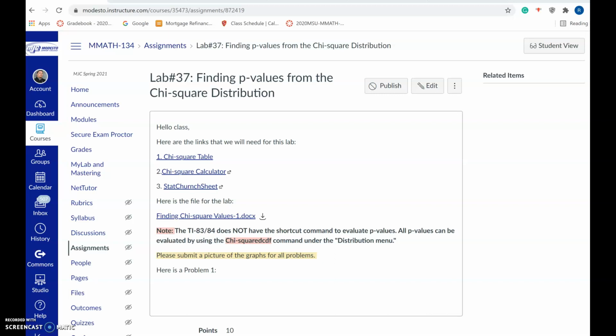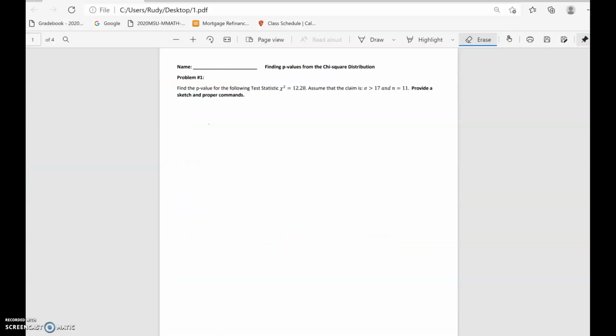Hi class, for this lab, we're going to do at least one example where we take a look at the chi-square table. We use the online calculator StatCrunch, and your main tool is going to be the actual chi-squared CDF command. So let's take a look at the lab. So here's the main problem.